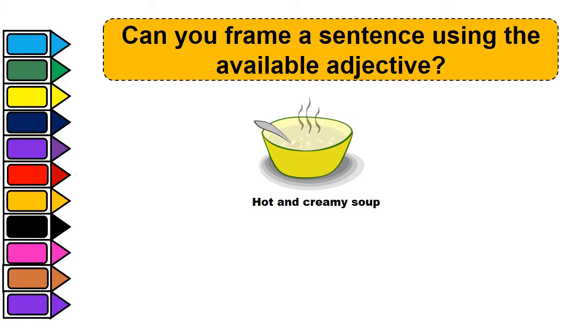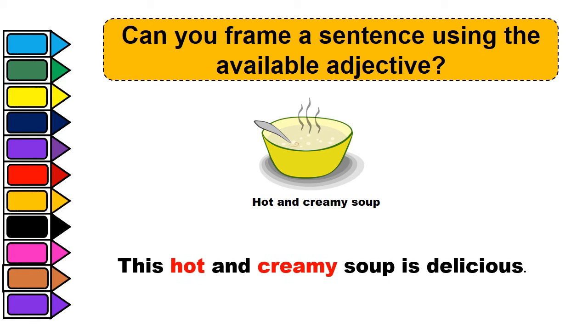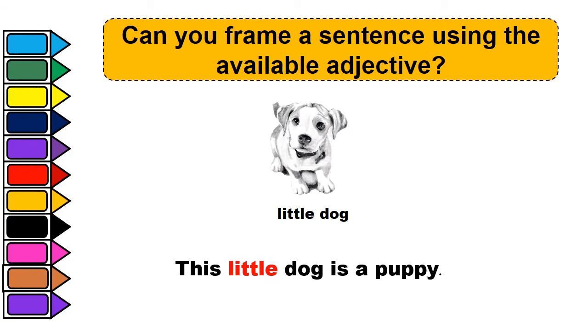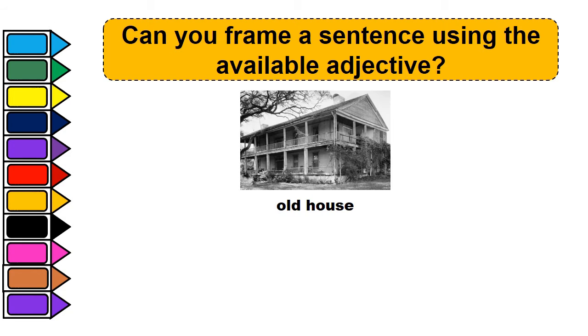Hot and creamy soup. This hot and creamy soup is delicious. You can see a picture of a little dog. This little dog is a puppy. Old house. My house is very old.